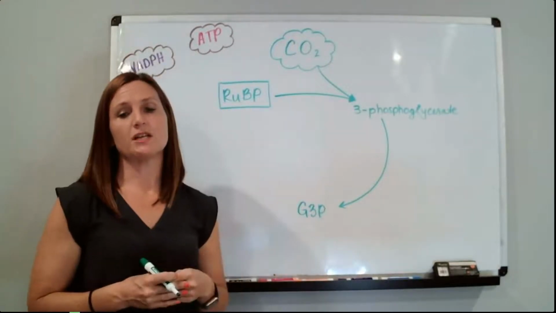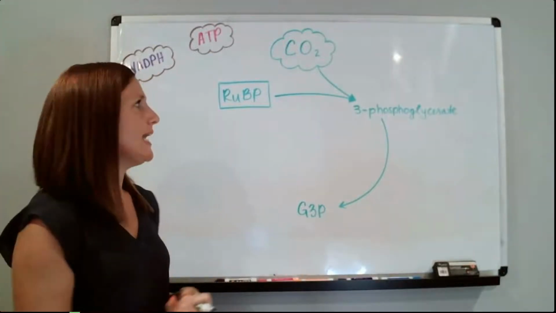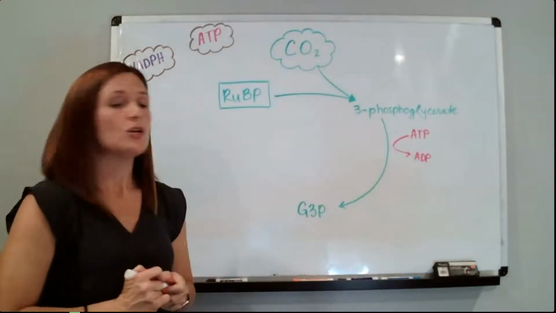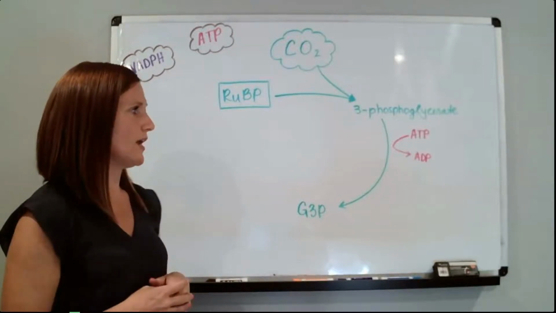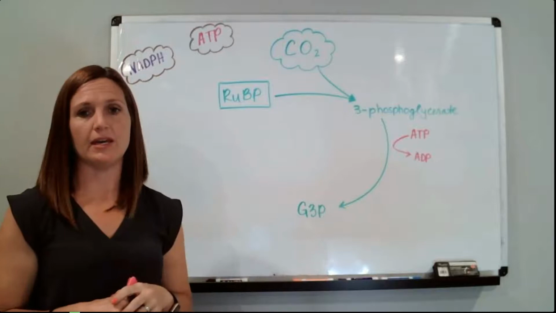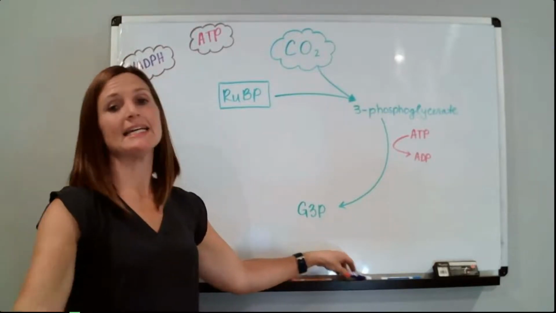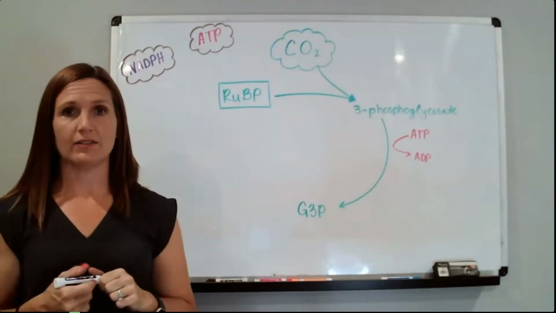In order for 3-phosphoglycerate to become G3P, it needs to gain energy from ATP. So ATP is going to give its energy to 3-phosphoglycerate in order for 3-phosphoglycerate to become G3P. And also, 3-phosphoglycerate is going to need to get some of those high energy electrons that we made in the light reaction.